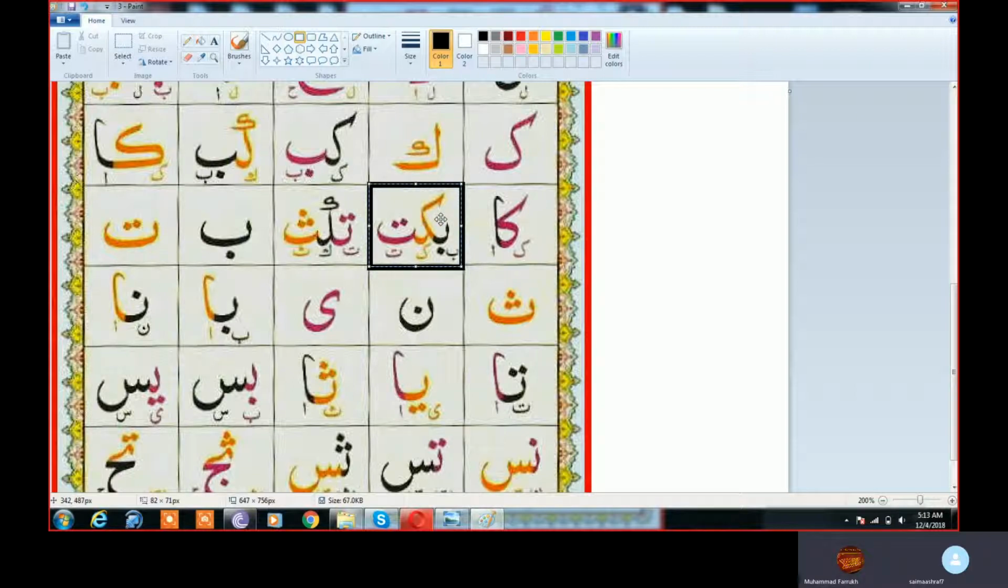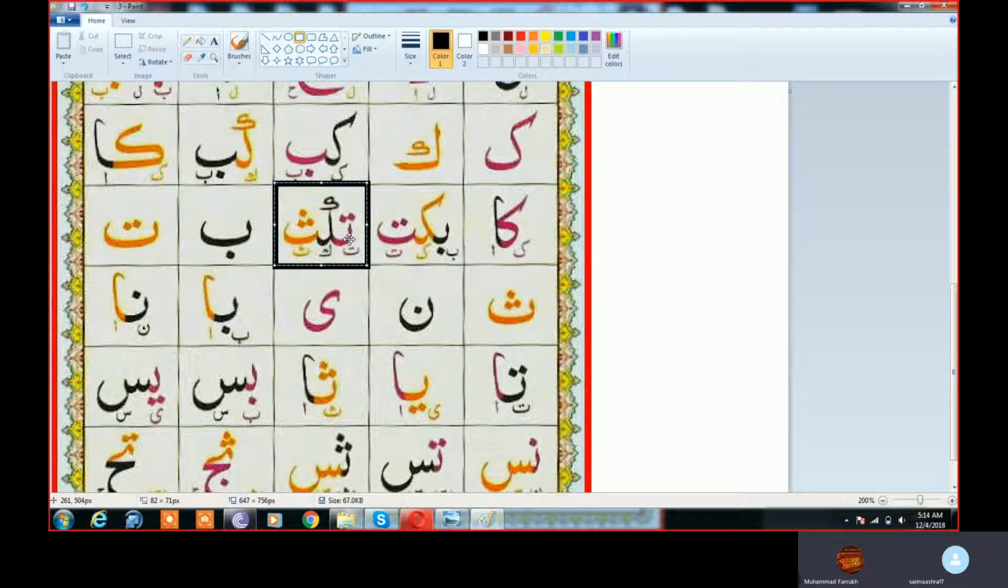Ba, kaf, ta. Good. It's ba kaf ta. Look at this first letter, it has two dots. It is ta. Second is kaf. This letter is here in black color. And then tha is here. So three different letters are connecting together. Ta, kaf, tha. They are connecting together, so it looks like this. All right. Repeat after me.